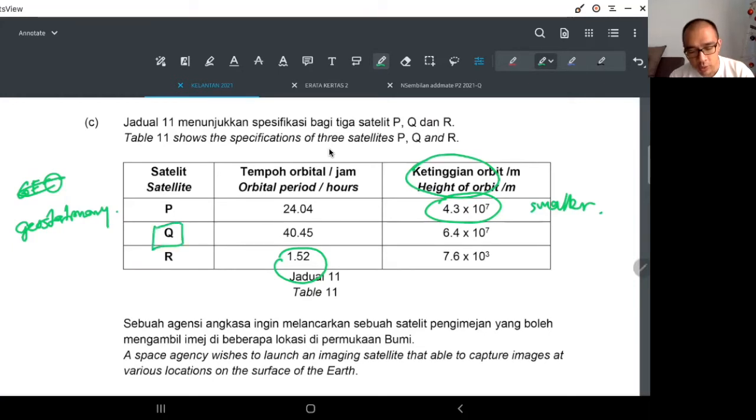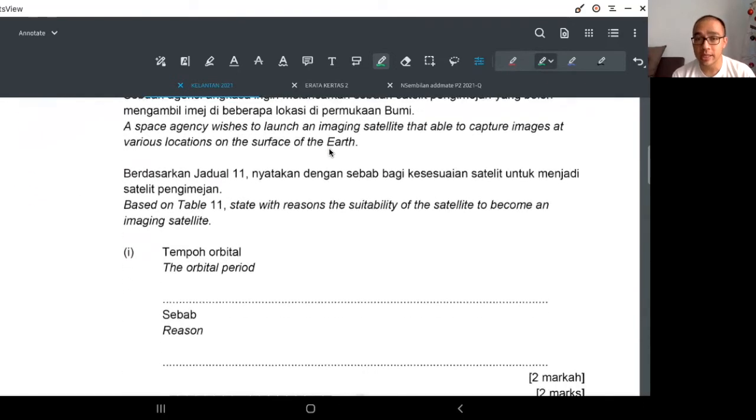So when this happens, you have to take the middle road. Yes, I know the orbital period is not ideal. It is not less than 24 hours, it is actually more. But even with a big orbital period, you can still take images at different locations. Secondly, the height is not as low as 4.3, but it is not as high as 7.6. So sometimes, taking the middle road is the best choice.